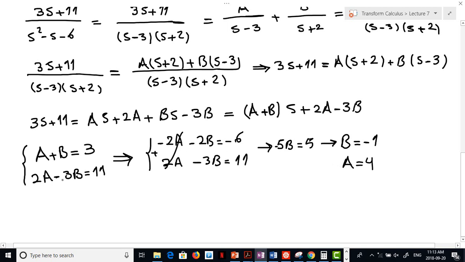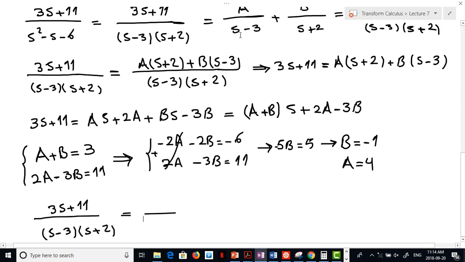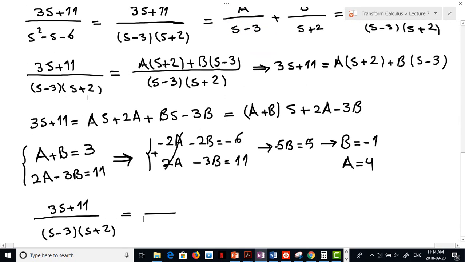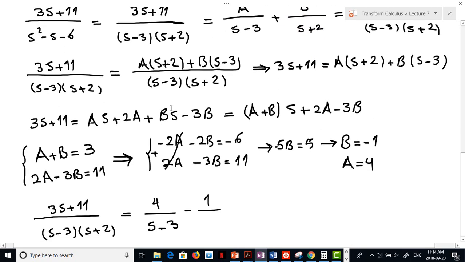So we could find A and B. In fact, now we can say that (3s + 11) / ((s - 3)(s + 2)) is equal to, we had A over s minus 3, so A we found is 4, so as a result we have 4 divided by s minus 3, and B is minus 1, so we have minus 1 over s plus 2.